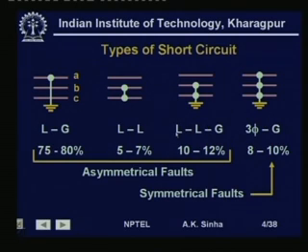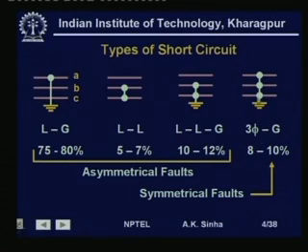As we said, these create asymmetry in the currents and voltages in the three phases of the three phase system. Except for the three phase fault, which is a symmetrical fault because the currents and voltages in all the three phases are going to be the same or symmetrical, same in magnitude and with a phase displacement of 120 degrees. So, symmetrical with each other.